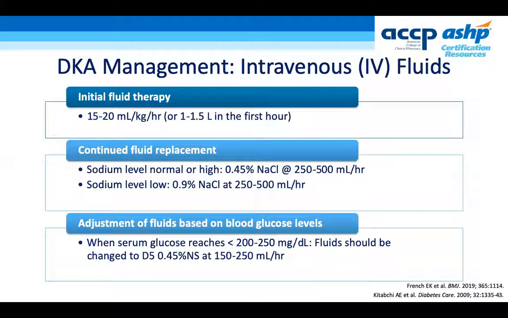The next management after electrolytes in DKA brings us to intravenous fluids. IV fluids are absolutely another key component of DKA care and can actually lower blood glucose to an extent just on their own. Initial fluid therapy should be 15 to 20 milliliters per kilo per hour, or about a liter to a liter and a half in the first hour, if not more. These patients are often very fluid down and they really need adequate fluids as a part of their resuscitation.